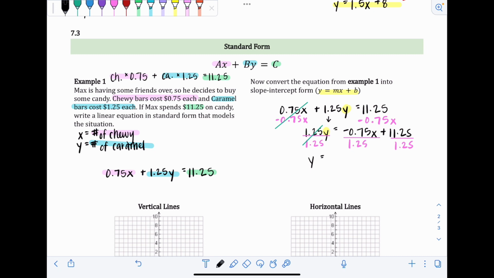And then I need to do negative 0.75 divided by 1.25, so you can grab a calculator for it. Negative 0.75 divided by 1.25 is negative 0.6. So negative 0.6x. And then next we'll do 11.25 divided by 1.25, which you should get 9. So plus 9. So in slope-intercept form, this will be y equals negative 0.6x plus 9.